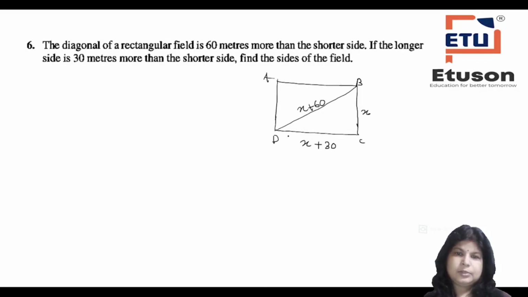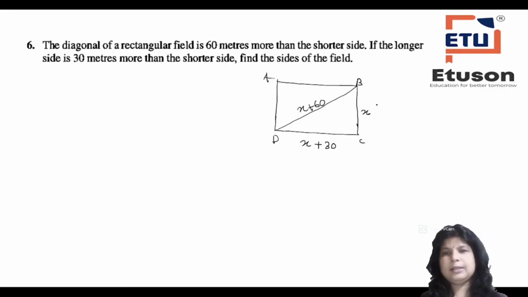Can you see that triangle BCD is a right angle triangle, or triangle BAD is a right angle triangle, correct or not? So we can use the Pythagoras theorem.